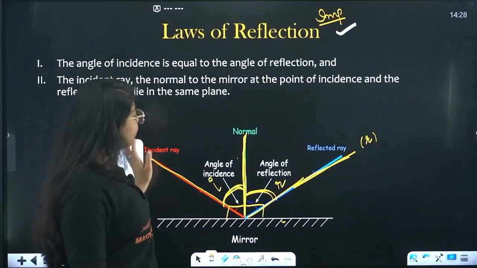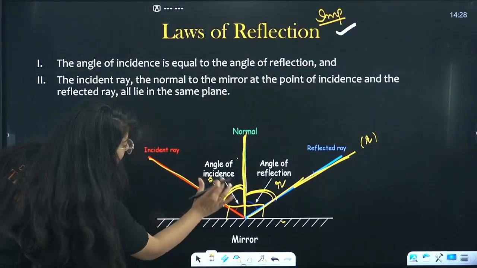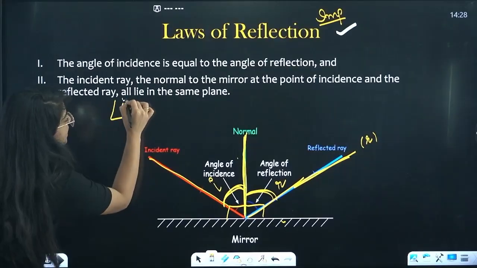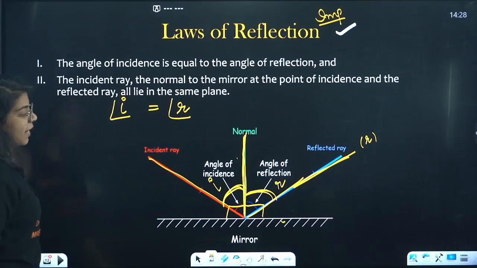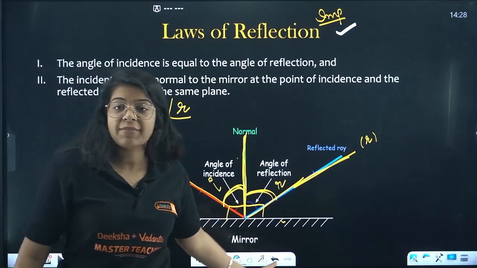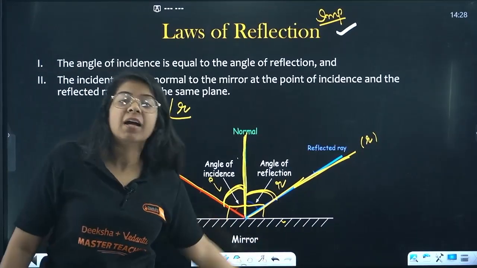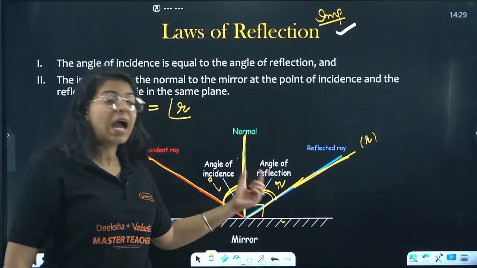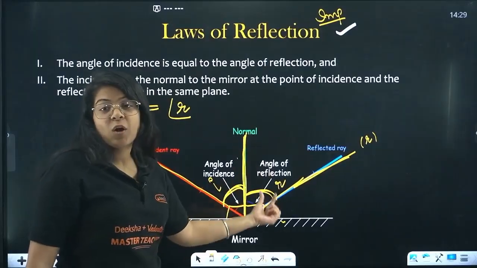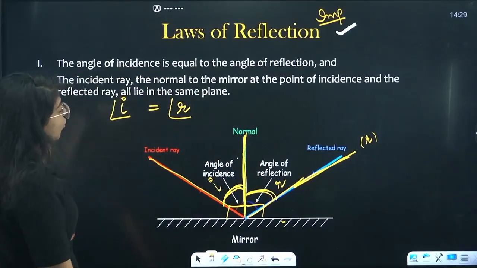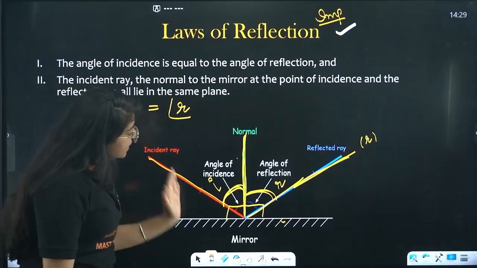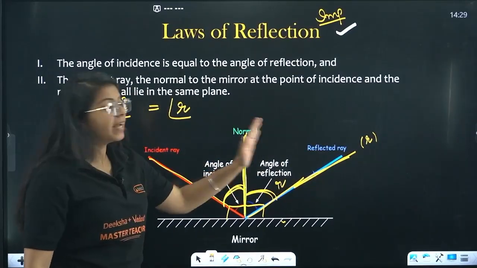Now one more thing you have to remember. So that is your first law. The first law says this angle of incidence is always equal to the angle of reflection. Then only reflection will happen, or wherever the reflection is happening, you have angle of incidence equal to the angle of reflection. Clear?